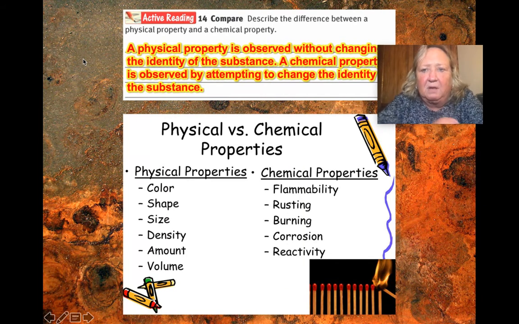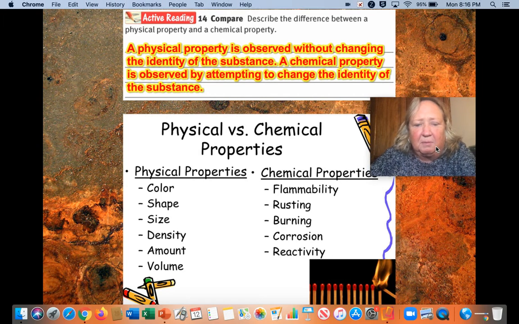All right. Well, the book best describes it as: a physical property is observed without changing the identity of the substance. Again, what the substance is, paper, water, whatever, stays the same. A chemical property is observed by attempting to change what it is.